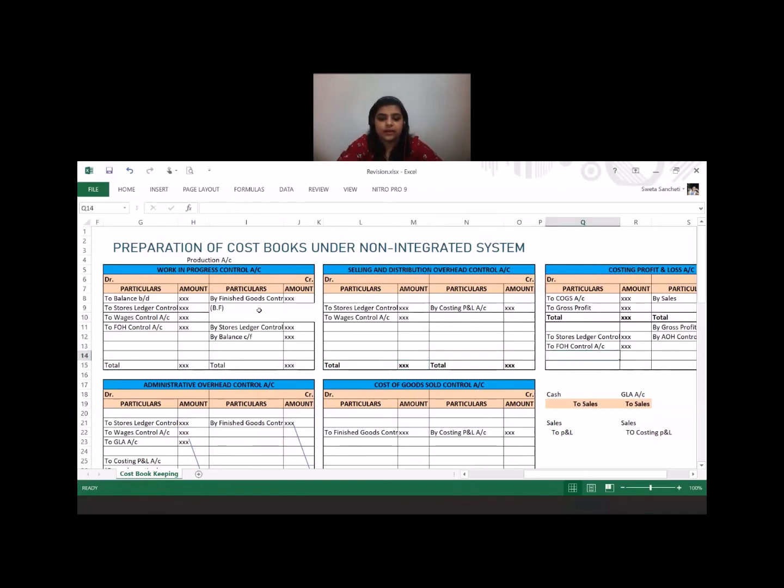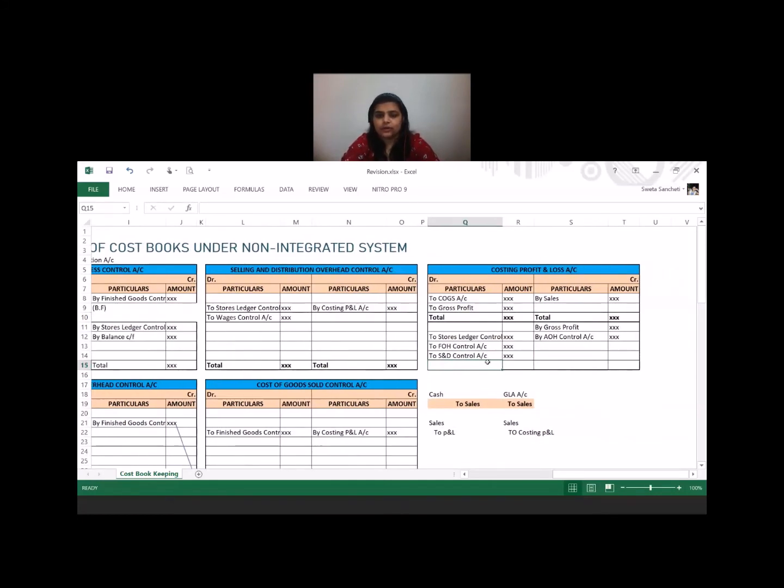Now here I will write to selling and distribution control account. So this also is closed. All my costs are recorded here. What I get here is the net profit. Now, where do we transfer this net profit? We transfer it to our capital account. What is the entry? Net profit, or you can write P&L, to capital account.